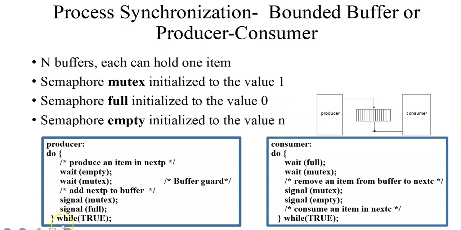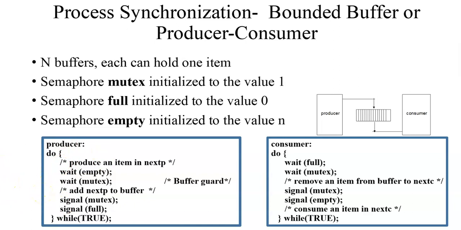Now let's look at the producer process structure. Here the producer process produces an item and stores it in next p. Now we know that the producer has to wait if the buffer is full, right? So here it calls wait on empty.